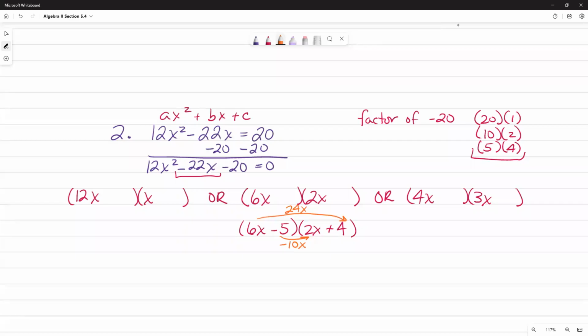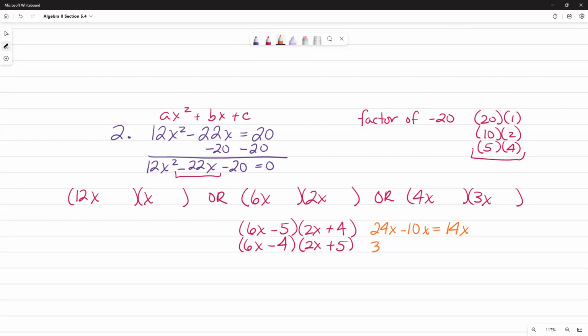Okay, so I know that 24x minus 10x gives me 14x. So that combination does not match the negative 22x. So let me try it another way. Let's keep the colors the same here. Let's say I have 6x. Okay, so also the sign is wrong, so I'm actually going to flip both the sign and the numbers. I'm going to make this a negative 4 and then 2x plus 5. All right, so 6x times 5 is 30x.